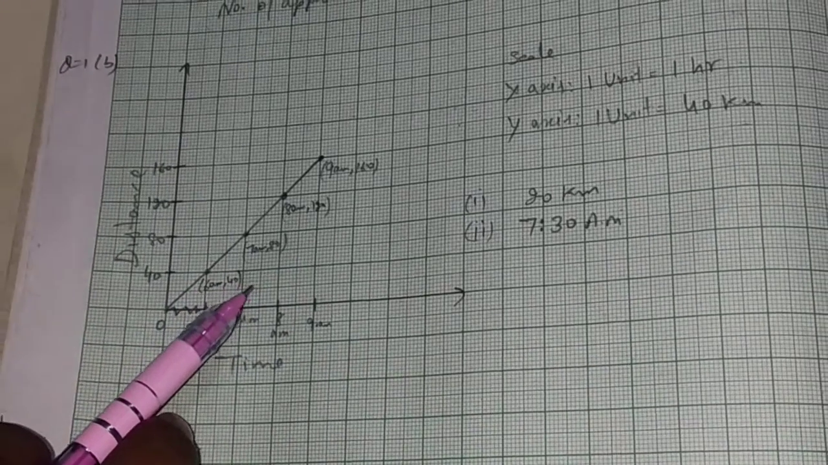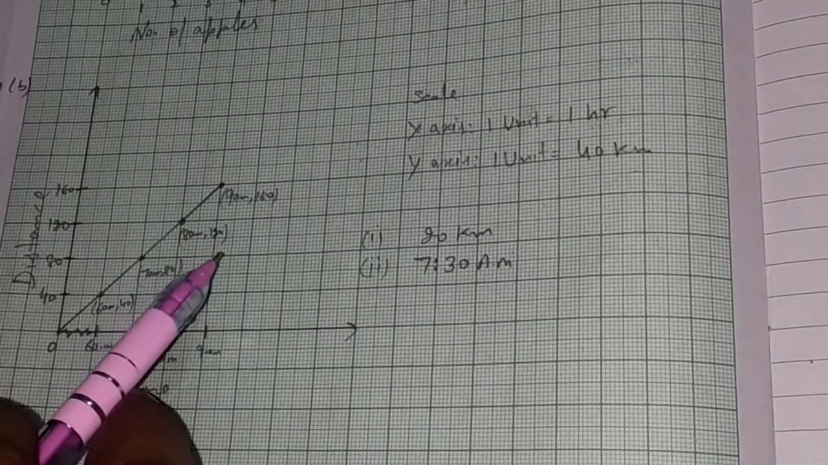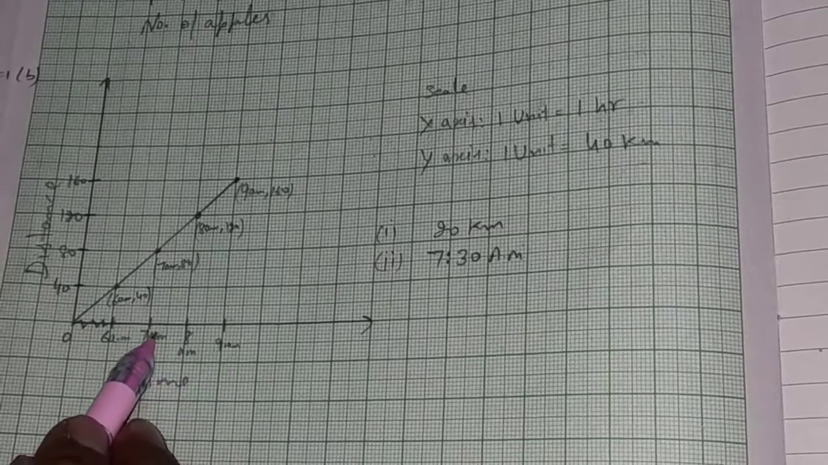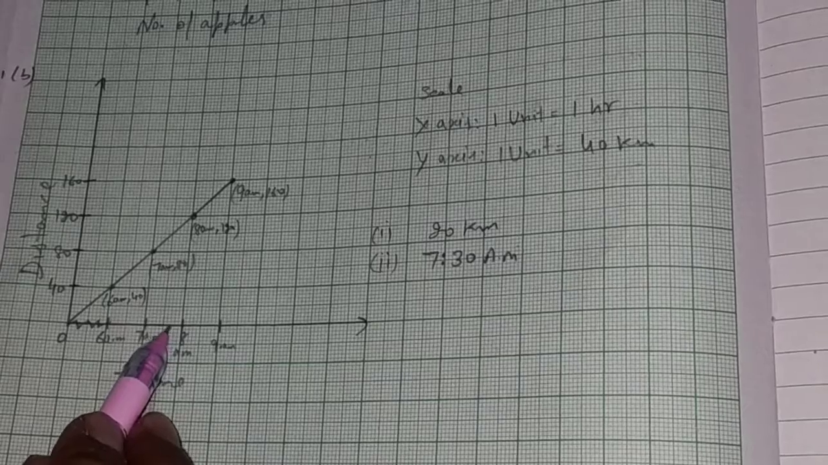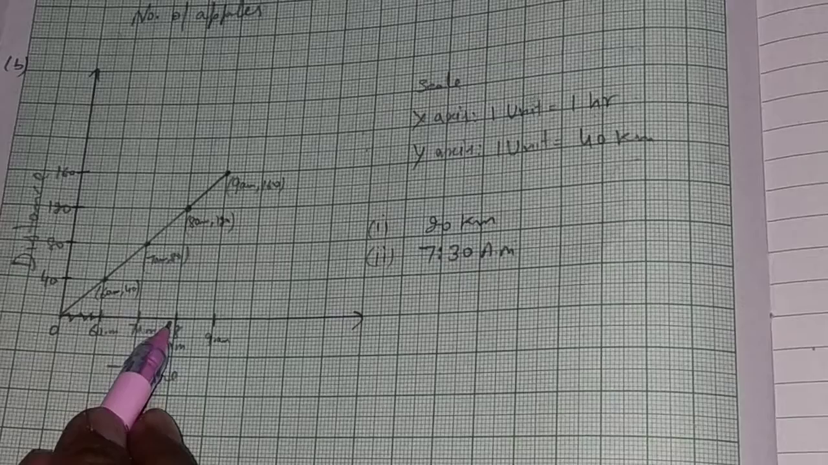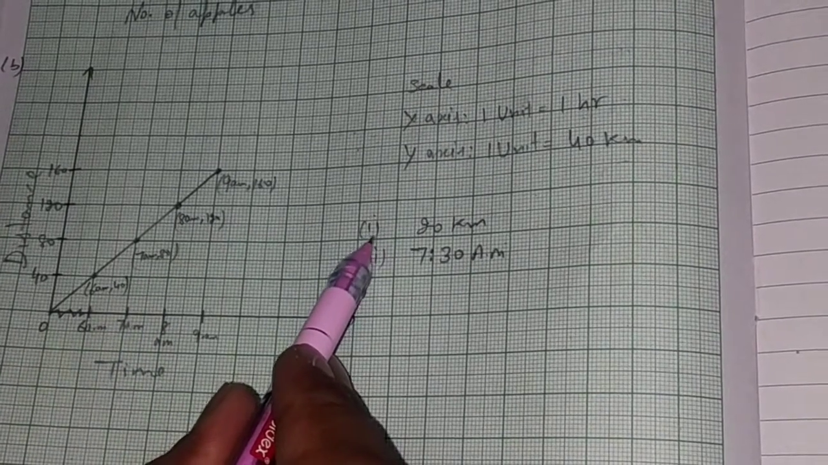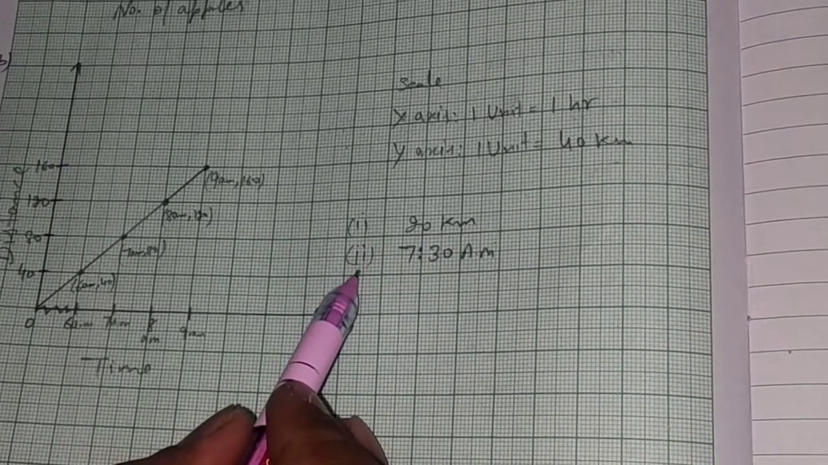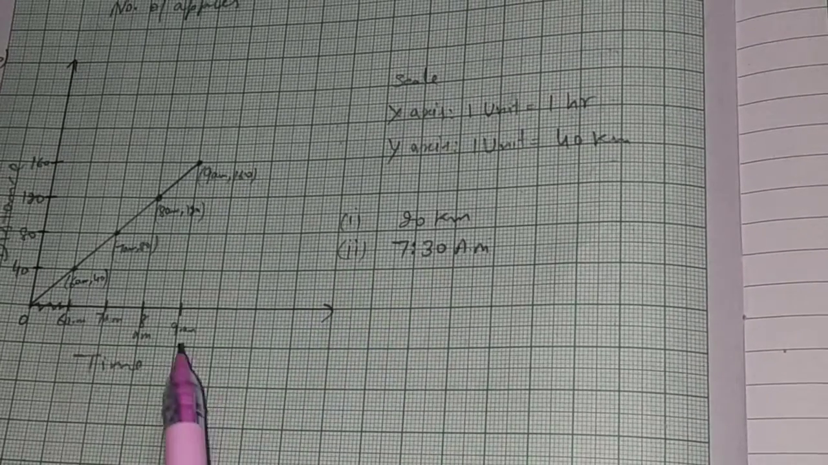Now on the basis of this graph we have two questions. First, how much distance did the car cover during the period 7:30 to 8 am? So in 1 hour the distance covered is 40 kilometers. So 7:30 to 8 am is half an hour. So in 30 minutes the distance covered is 20. So write first part: 20 kilometers.